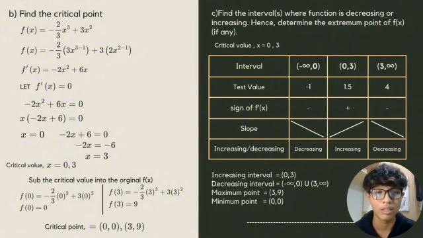First, we have to create a table with interval, test value, sign of f prime x, slope, and increasing or decreasing. For the interval, we have the points 0 and 3. First column is negative infinity to 0, the second column is 0 until 3, and the third column is 3 until infinity. For the test value, we choose negative 1 for negative infinity to 0, 1.5 for 0 to 3, and 4 for 3 to infinity. For the sign of f prime x, we put in the equation and we got negative, positive, and negative. For the slope, we got decreasing, increasing, and decreasing.